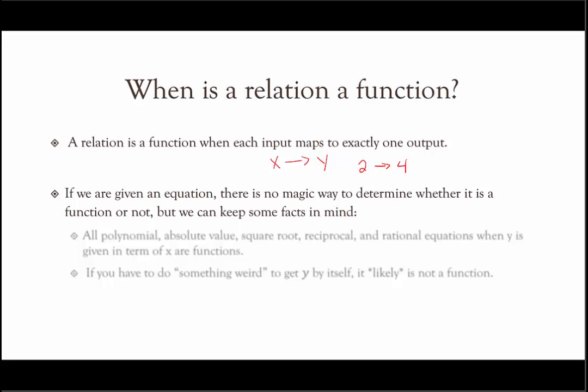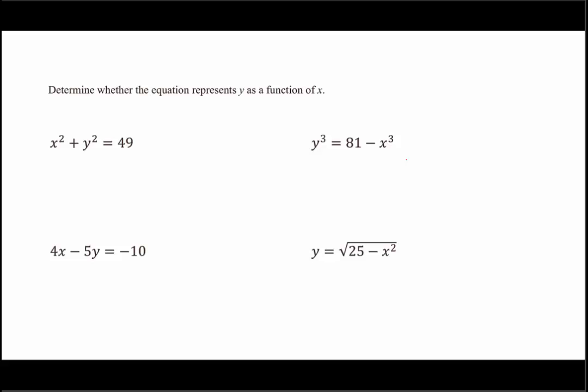If we are given an equation, there is no magic way to determine whether it is a function or not, so unfortunately that's too bad. What we can do is keep some facts in mind, and what really helps is visualizing, or trying to picture, what the graph would look like. For example, if you're given a polynomial, absolute value, square root, reciprocal, or rational equation where y is in terms of x, those are all guaranteed to be functions. So you'll never have to worry about those; they are always going to be functions. If you have to do something weird to get y by itself, it is likely not a function. It's not guaranteed to not be a function, it could be a function, it might not be. Again, it really helps to visualize these as graphs.